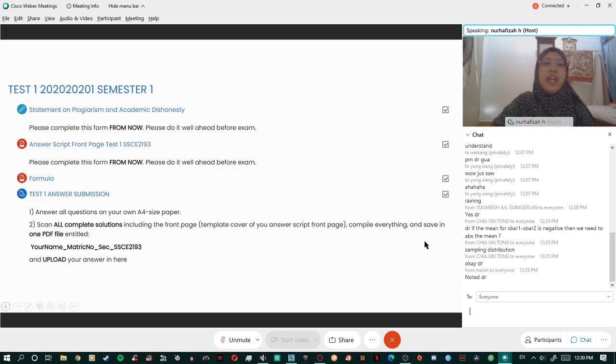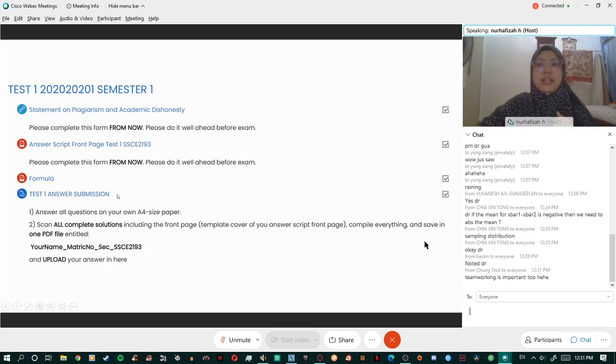We have also attached the formula to this link. This is the only formula that you can refer to for your Test 1. Okay, class, please be honest. Don't cheat. Don't discuss with your friends. As an engineer, honesty is very important, right? So please be honest with yourself in doing Test 1. And this is the link for your Test 1 answer submission. You will submit your answers in this link.